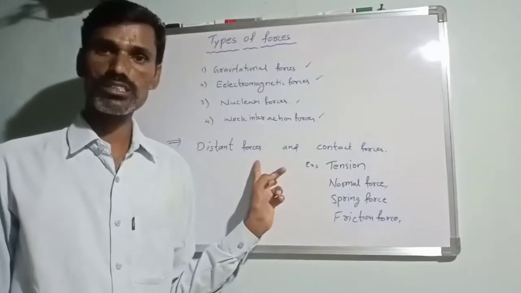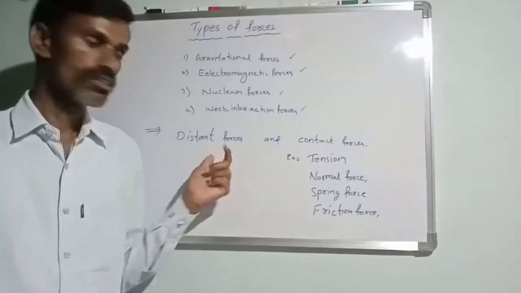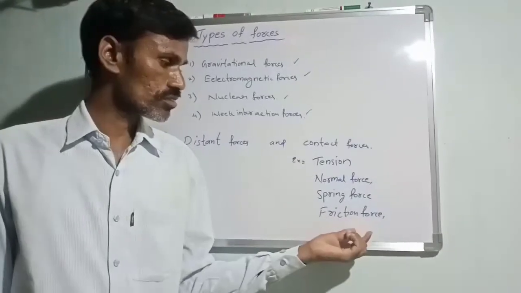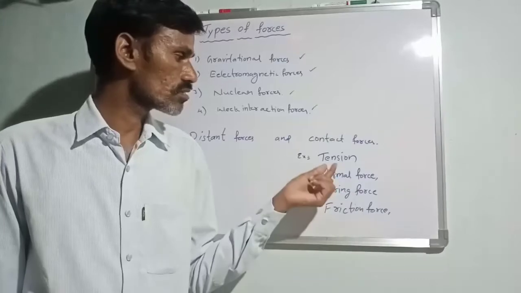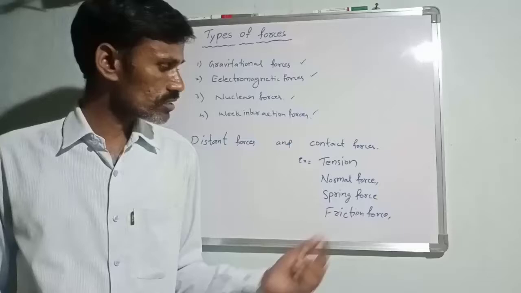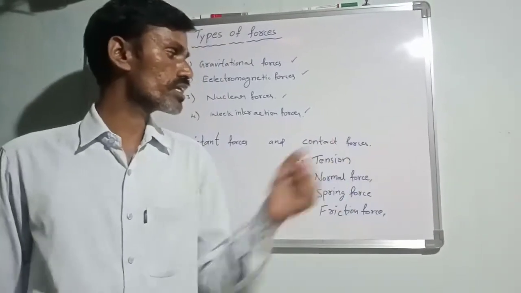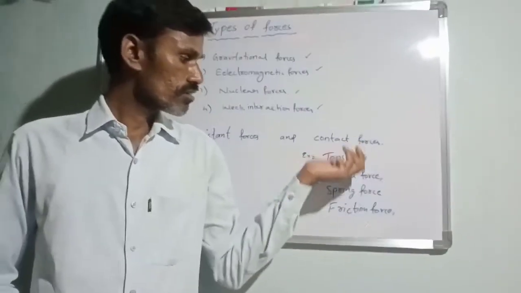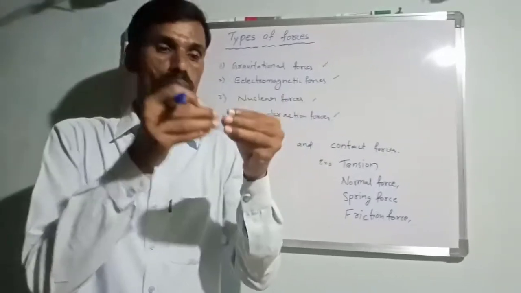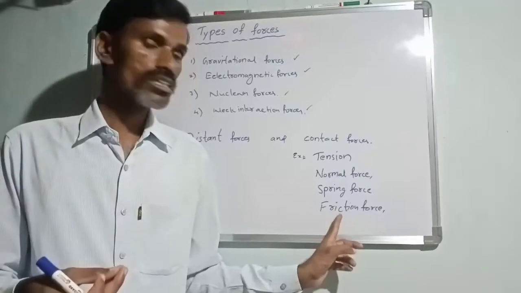Distant forces: gravitational force, electric force, magnetic force, nuclear forces. Those are examples. In our mechanics, we deal with contact forces: tension, normal force, spring force, and friction forces. These are the examples of contact forces. Whenever these forces exist, contact of the objects must be established, and then these forces act between the two objects.